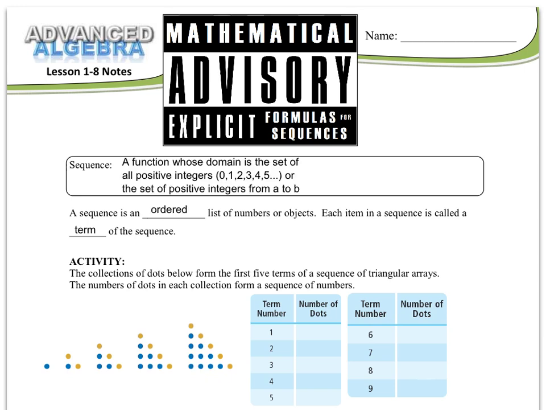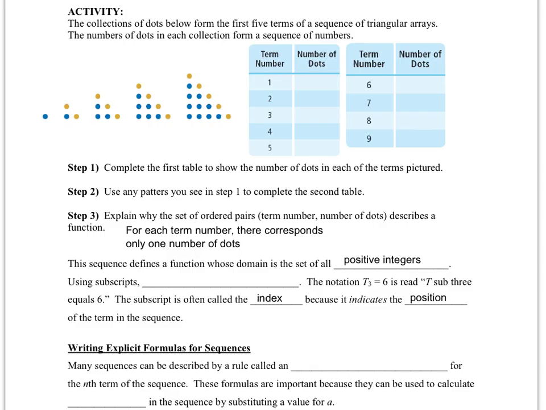As you can see, I wrote that in there in the box. Below that, a sequence is an ordered list of numbers or objects, so it's in order. Each item in a sequence is called a term of the sequence. And we're going to go through an activity to help you understand what that term means. Okay, here's the activity. The collections of dots below form the first 5 terms of a sequence of triangular arrays.